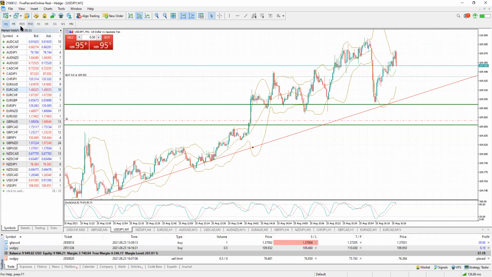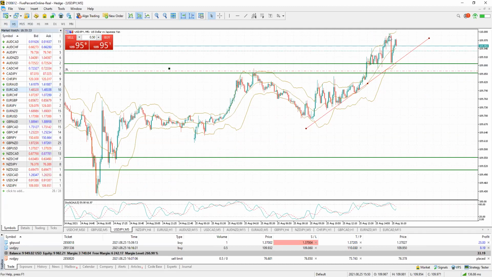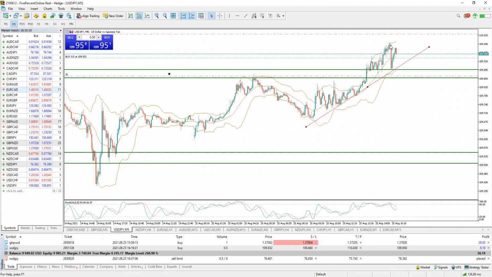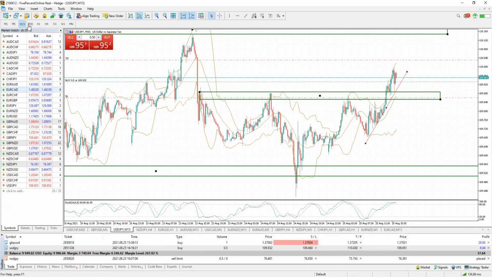Actually, the market is reacting to the M5 supply here. So that's why we make maybe a small reaction on the dollar yen. If I look at the M15, I hope we can make a higher high to reach my take profit here.